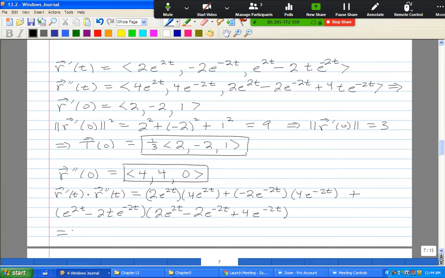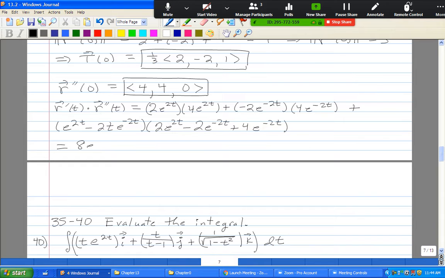Okay, so let's multiply that out. So this is equal to 8 e to the 4t minus a minus and plus is a minus 8 e to the minus 4t. And now let's multiply this all out. And so this will give you a plus 4e to the 4t. These will cancel, so it's a minus 2. Make that look a little nicer. And so that's a minus 2 plus 4. Why aren't those combined? Because there's a t there.